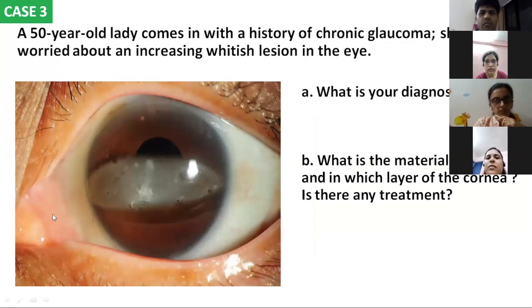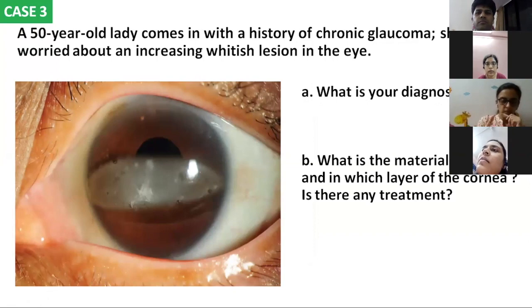In a 50-year-old lady who comes with a history of chronic glaucoma, she is worried about an increasing whitish lesion in her eye. What is your diagnosis with this clinical picture? Can you speak louder? I can't hear him. What was the diagnosis he said? He said band-shaped keratopathy. Ah, okay.